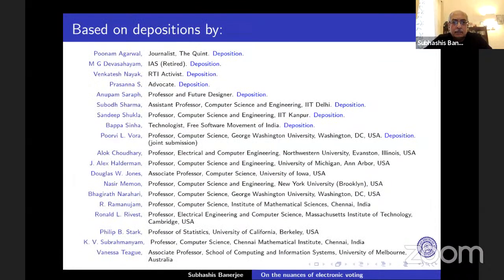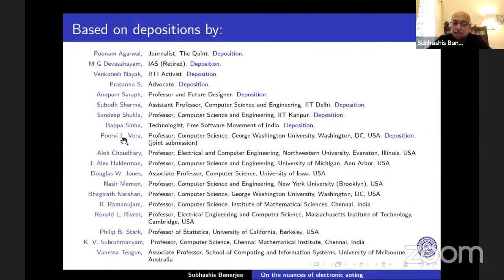What I'll cover is based on depositions by these ladies and gentlemen. I'll pass on the slides, and the depositions are linked from the slide. There are 2 notable points. One is that the ECI did not depose, neither the Election Commission of India nor their technical expert committee. There was no response forthcoming from them, despite several reminders. And second is that all these ladies and gentlemen in the second part readily agreed to depose, but no deposition was forthcoming from them either, despite repeated reminders.